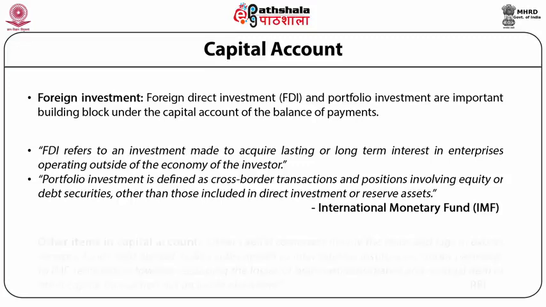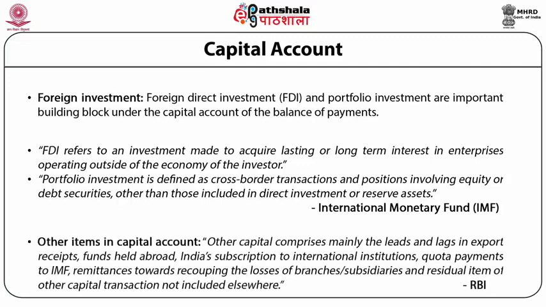Next come other items in the capital account. Now, other capital comprises mainly the leads and lags in export receipts, funds held abroad, India's subscription to the international institutions, quota payments to IMF, remittances towards recouping the losses of branches and subsidiaries, and residual items of other capital transactions not included elsewhere, as defined by RBI.